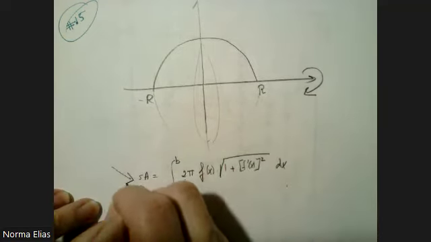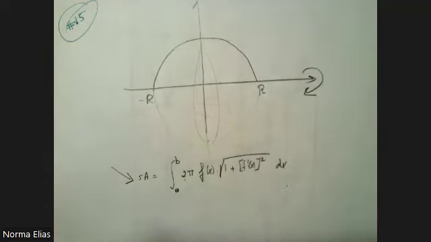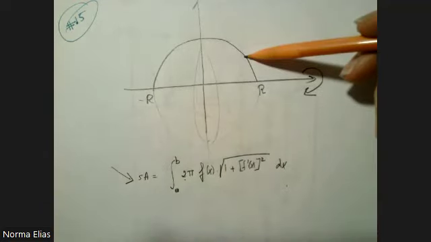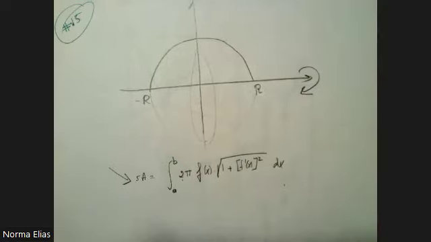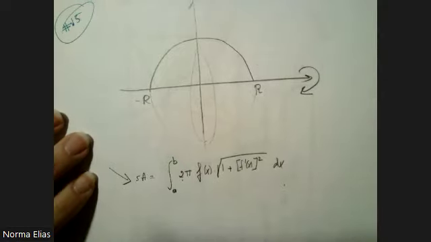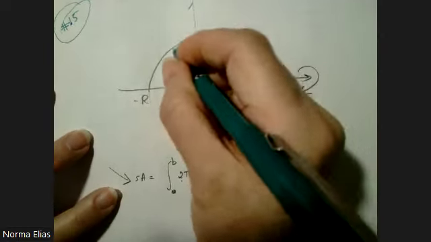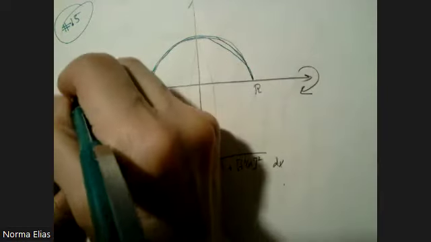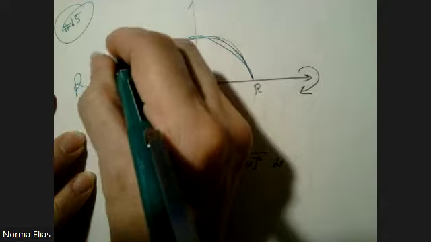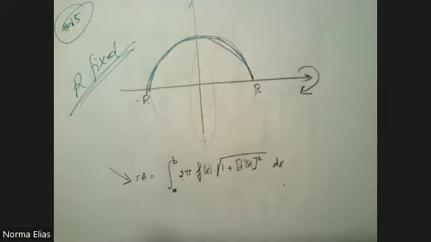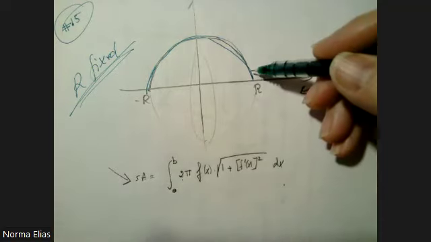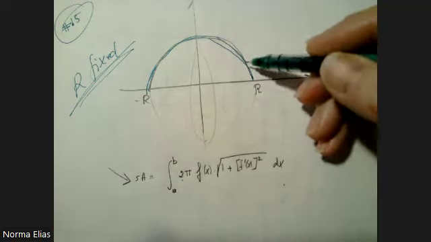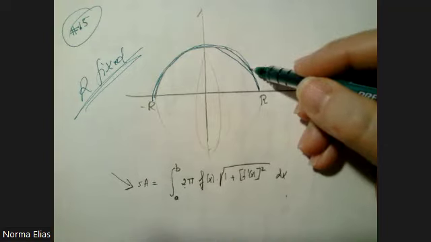If you want to use this formula to find the surface area, exactly what we need is the equation of the circle. It means I need the function whose graph is the circle. That's what we need. R is fixed. R is fixed. So instead of telling you R is 3 or 4, I tell you, okay, let's find it in general for any R. So step number 1, you need the function whose graph is this half circle.